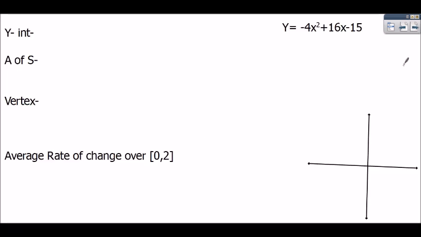All right, to find the y-intercept, it's just my c term. To find the vertex, I have to find axis of symmetry first, then plug it back in to find my vertex. Then I'm going to graph it, and then find the average rate of change by finding 2 points when x is equal to 0, when x is equal to 2, and then find the average rate.